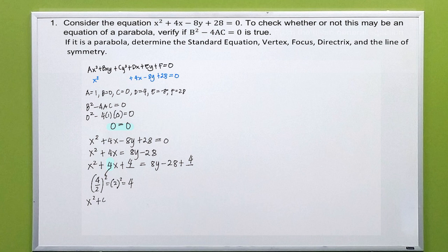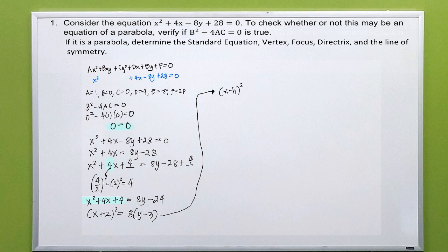Simplify and factor out such that the variable y will have a coefficient of 1. Since x squared plus 4x plus 4 is a perfect square trinomial, it can be written as the quantity x plus 2 squared. Factoring out 8, we have 8 times the quantity y minus 3. We have now the equation of the parabola.